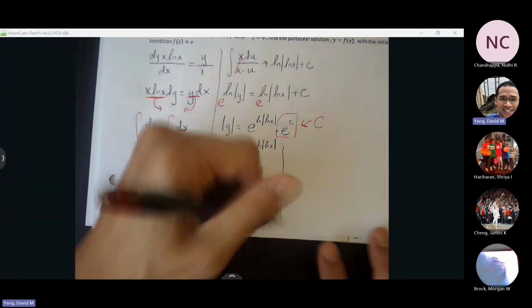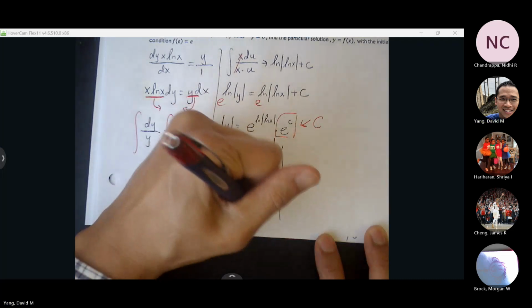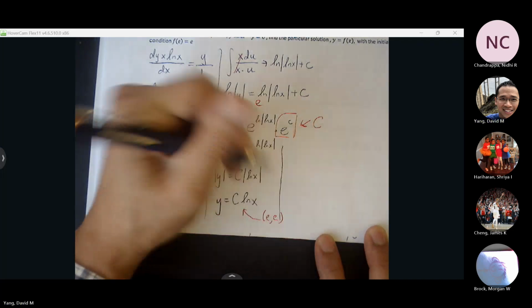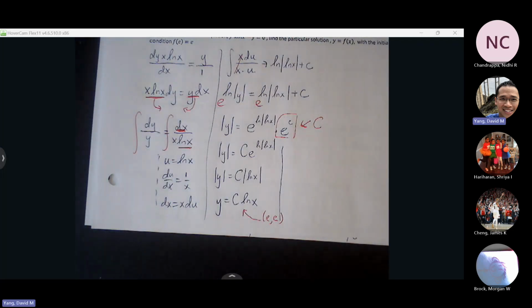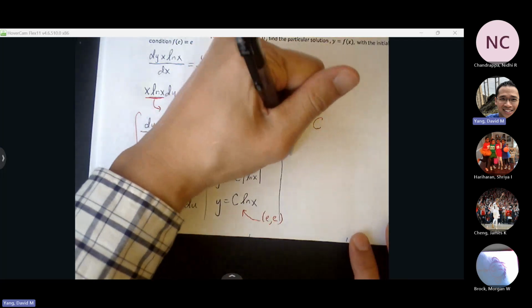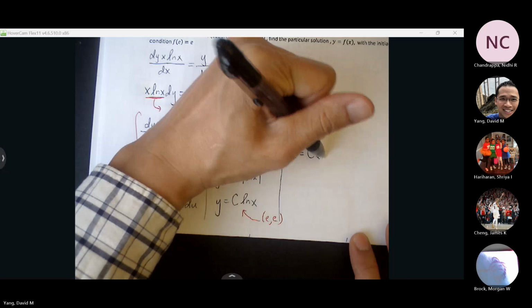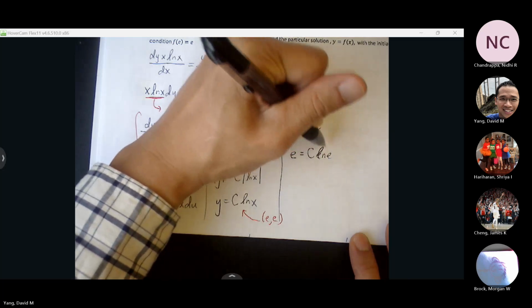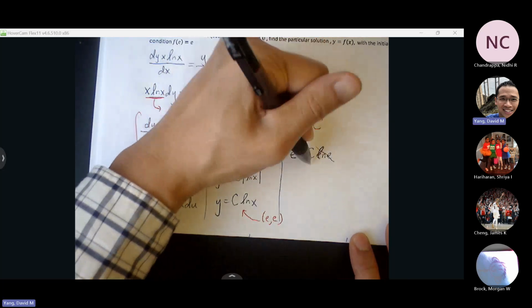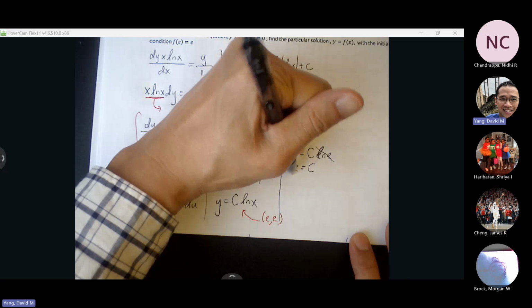So we're now ready for our ordered pair. Plug e in for x, e in for y, solve for c. We know natural log of e is just 1, so c is just equal to e.